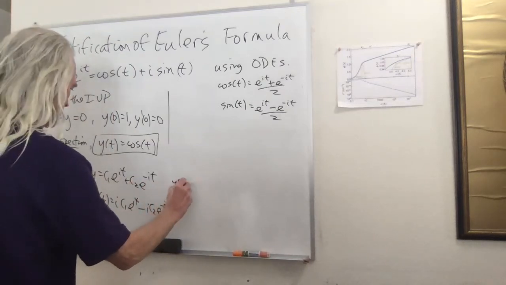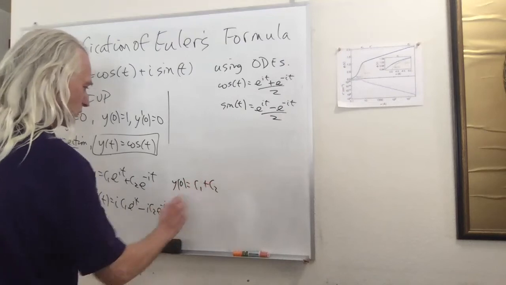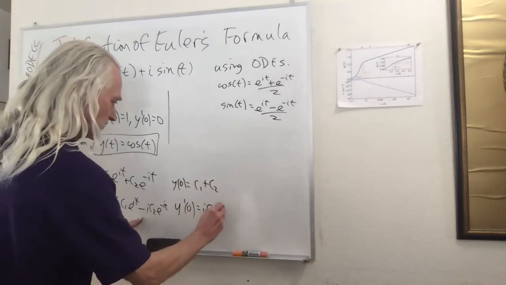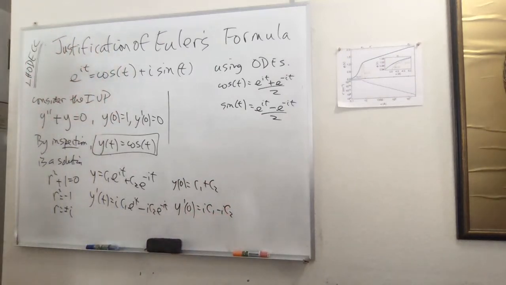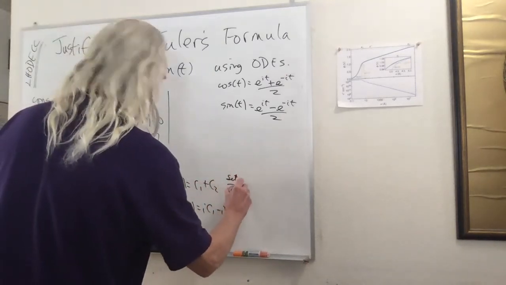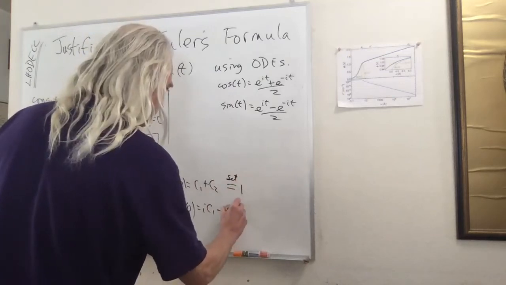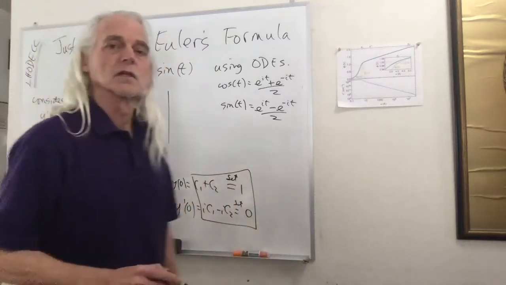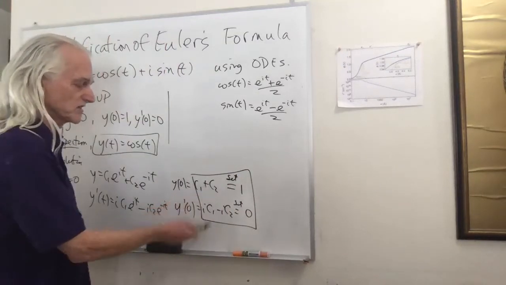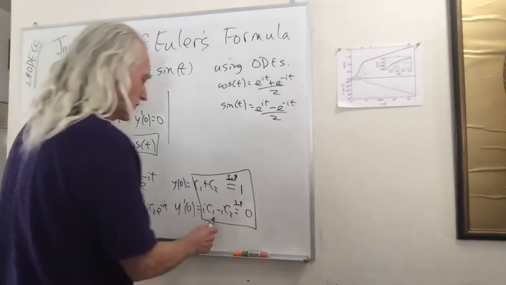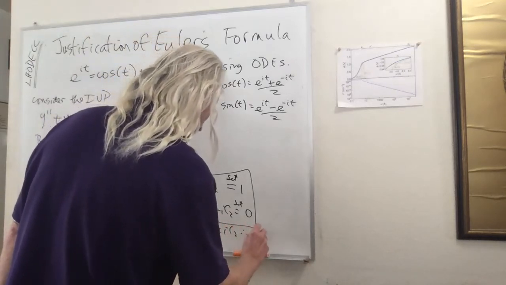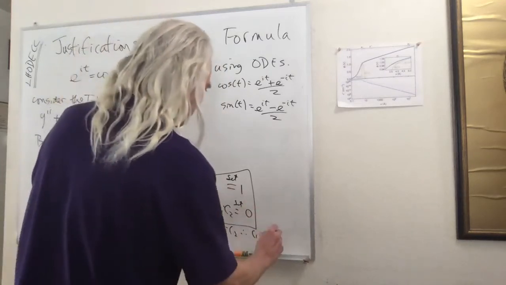y of 0 is c1 plus c2. y prime of 0 is i c1 minus i c2. And now c1 and c2 might be complex numbers. I'm going to set this equal to 1, and I'm going to set this equal to 0, and solve this system of two equations in the two unknowns c1 and c2. Okay, this is kind of easy. c1 equals i c2, therefore c1 equals c2, but they add up to 1, so they're each a half.